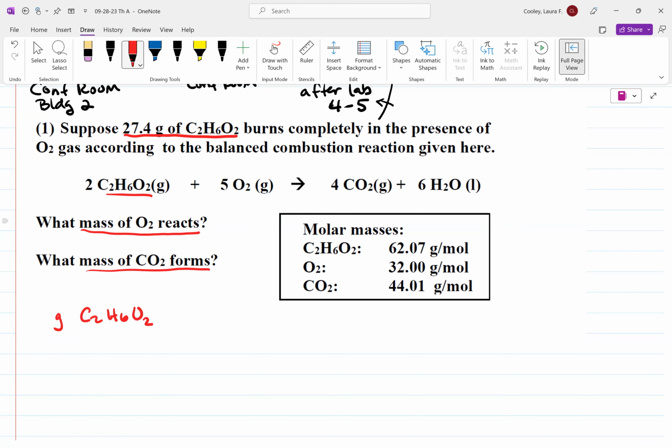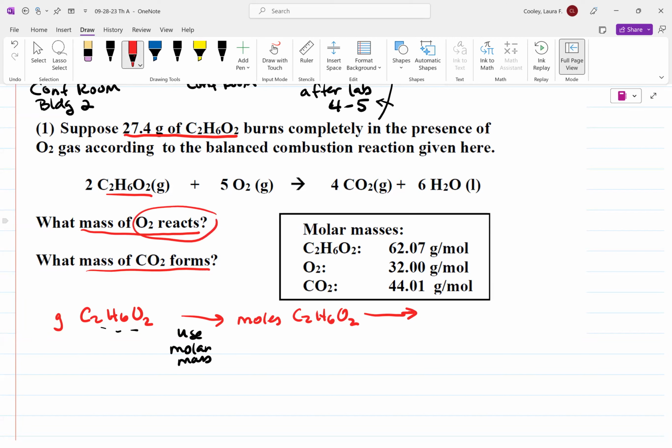And you cannot go directly from grams of a reactant to grams of another reactant or grams of a product. What do you have to do? You have to convert it to moles. How do you do that? What do you use to do that? Yes, use the molar mass of this compound, which is given, okay? Then you have moles of C2H6O2, but you don't want that, right?